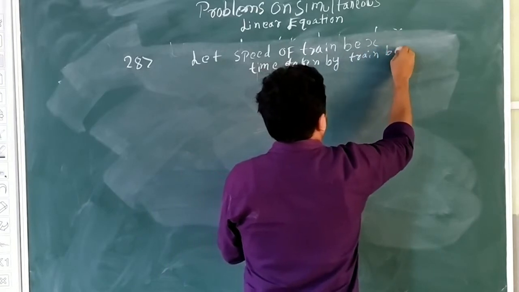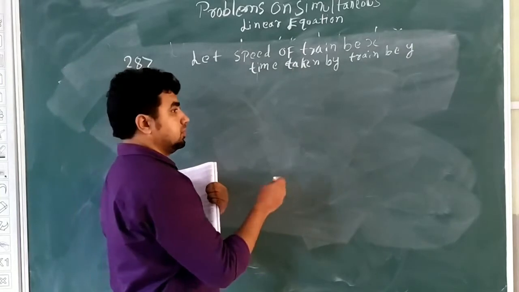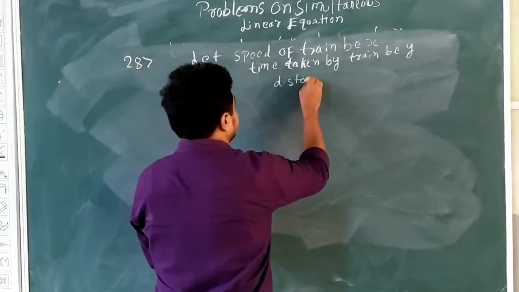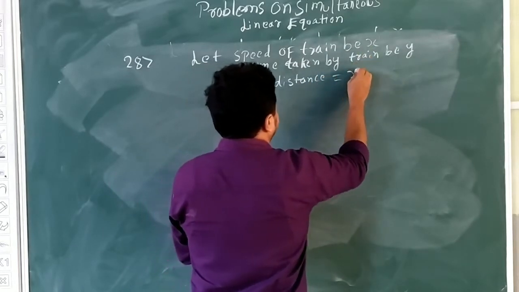If y, I am taking it as y. So what value will we be getting? Distance will be equal to speed into time, meaning x into y.